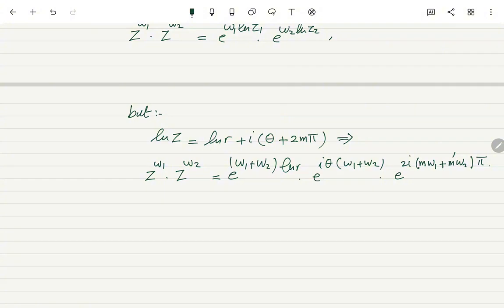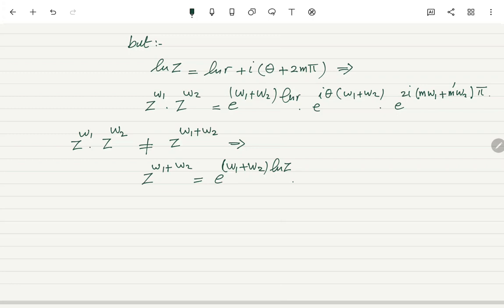In such a way, m equal to 0, plus minus 1, plus minus 2 and so on, which means that z to the power omega 1 times z to the power omega 2 is not equal to z to the power omega 1 plus omega 2, because z to the power omega 1 plus omega 2 equal to e to omega 1 plus omega 2 ln z. That's it. Thank you for watching.